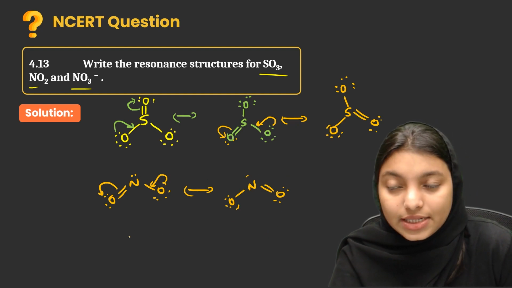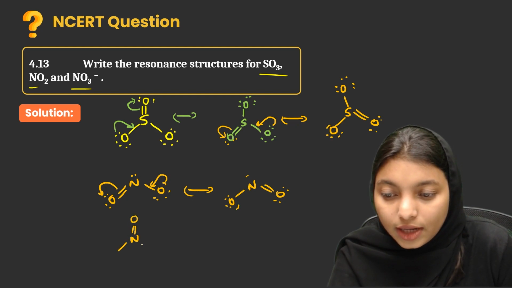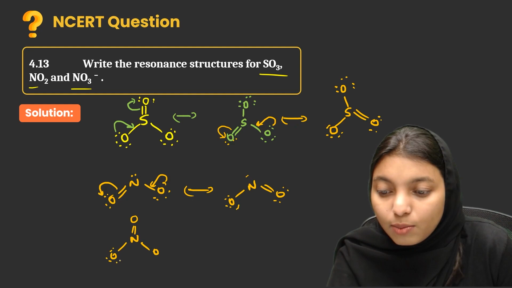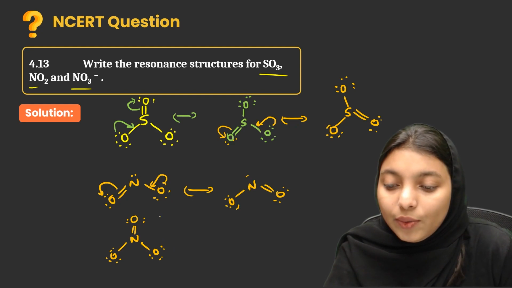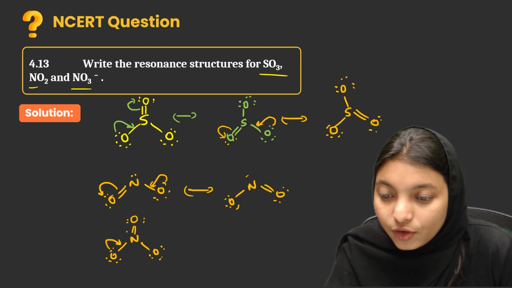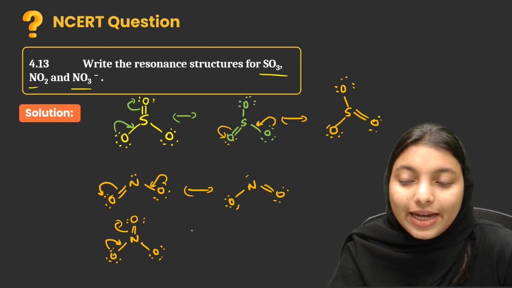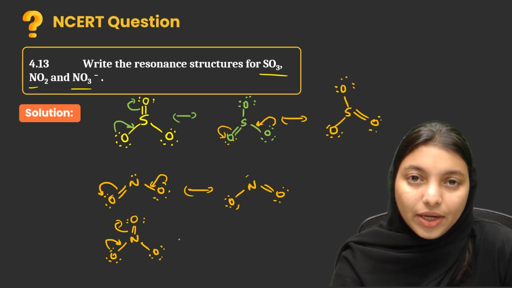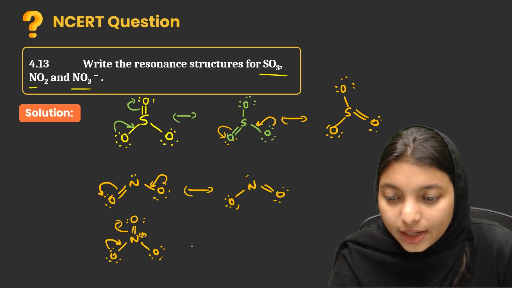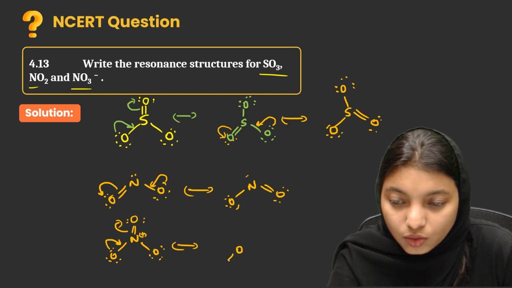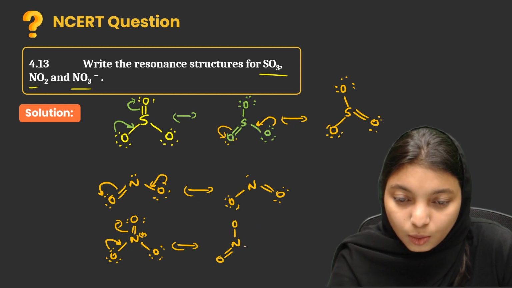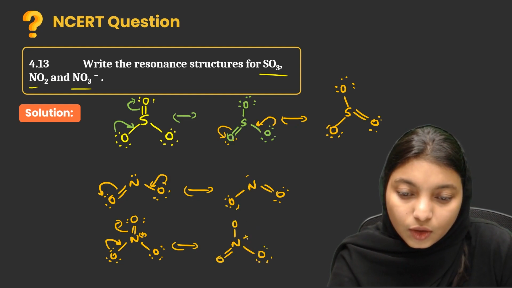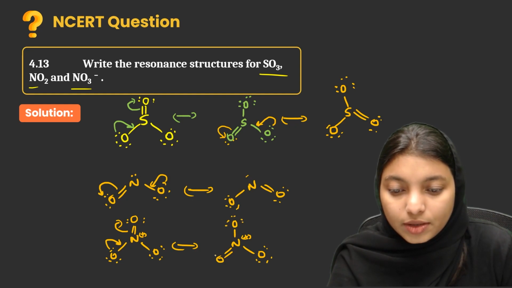And for NO3-, what will be the structure? 1 double bond and 2 single bonds will be here. Now what will happen? This electron will move here, this bond will go there. Just like SO3 that we have done, the same thing will happen here also. Here it is not oxygen, it is nitrogen. So N here, double bond O, single bond O, single bond O. Again 6 lone pairs here, 2 here.